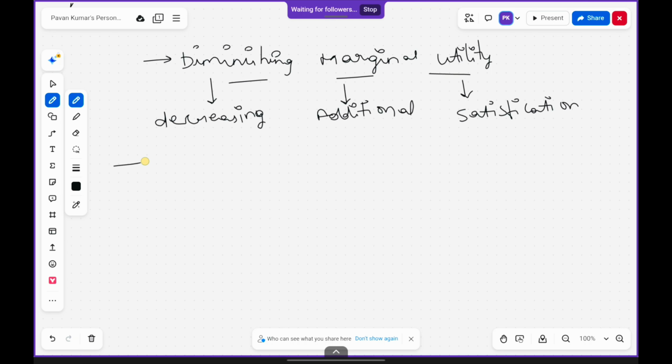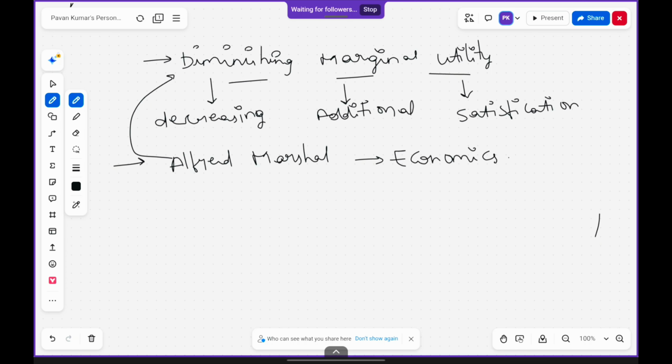Before we start understanding the theorem, let's know who is the founder or author of diminishing marginal utility. Alfred Marshall was the scientist who introduced this diminishing marginal utility theorem, and it is very important in economics to understand economics. All right, so now let's understand what is diminishing marginal utility.